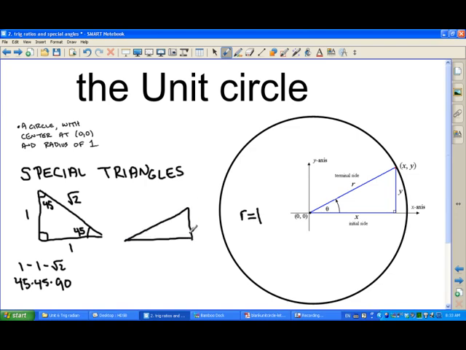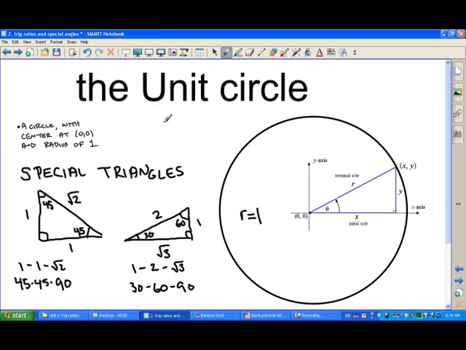The other special triangle that you learned in grade 11 had a 60-degree angle, 30-degree angle, and it had sides in the ratio 1, root 3, and 2. The 1, 2, root 3 triangle, or the 30, 60, 90 triangle. So we're going to use these two triangles to help us solve some problems with the unit circle.